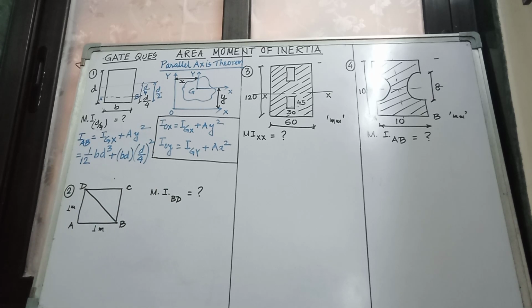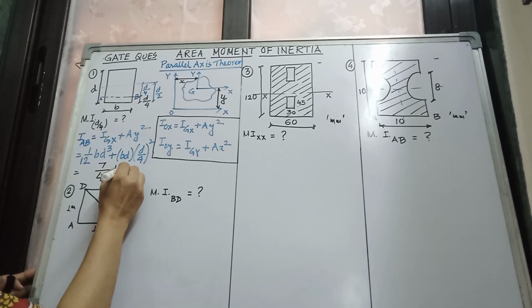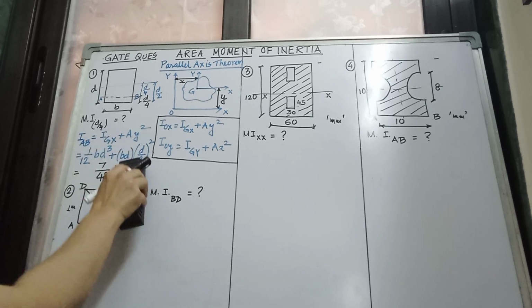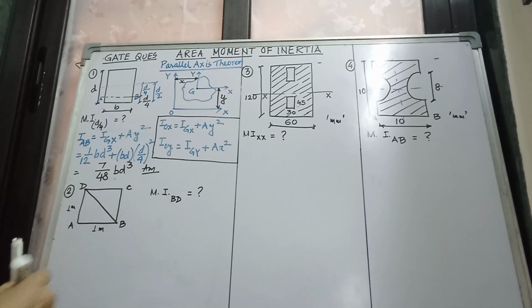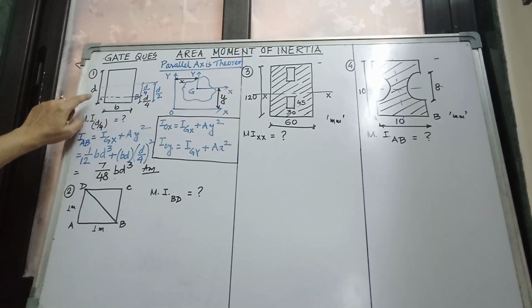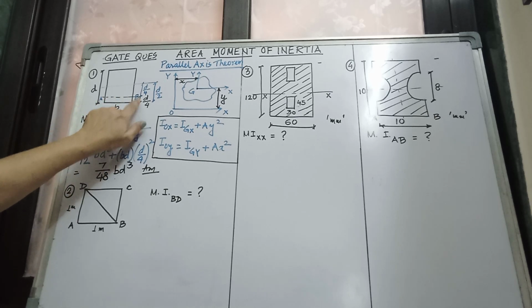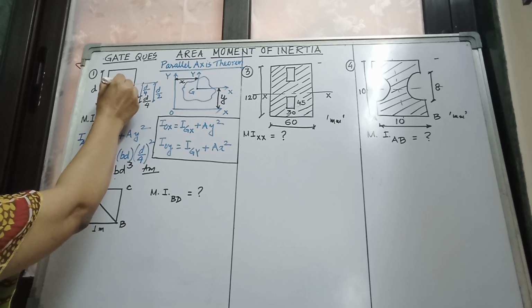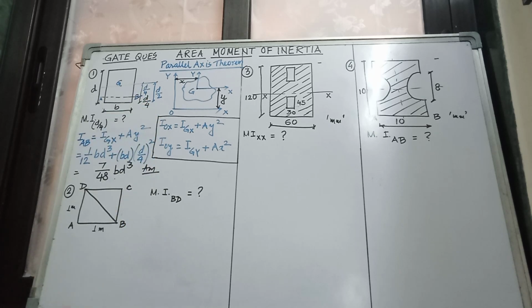So how much is it coming? Please solve it and tell me in the comment box whether you are getting this answer: 7 by 48 BD cube. I hope you have understood. We have to find the moment of inertia about AB. AB is at a distance of d by 4 from the base. The centroid G is at a distance of d by 2. So total is d by 2, this is d by 4, so the distance is d by 2 minus d by 4, that is d by 4. So that square. This is the first question.